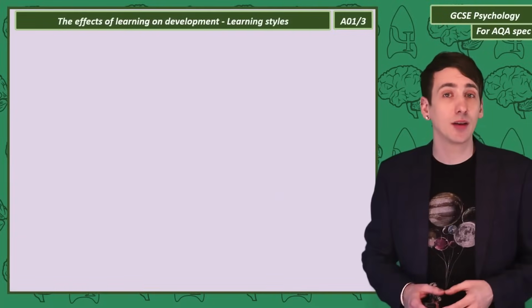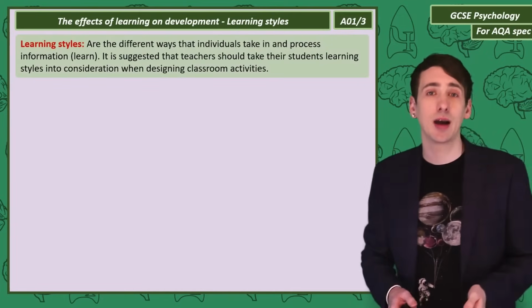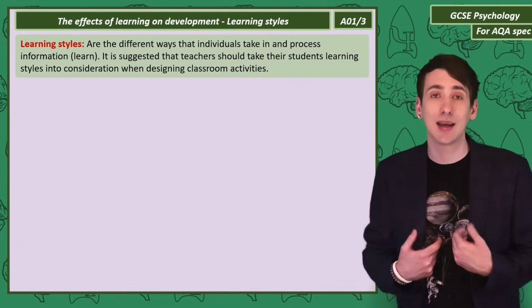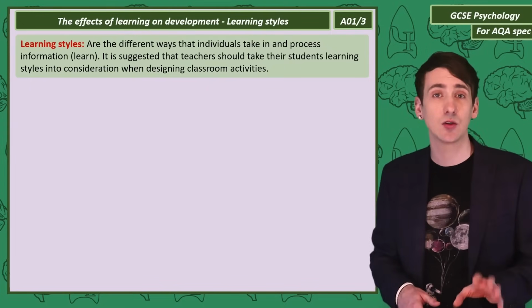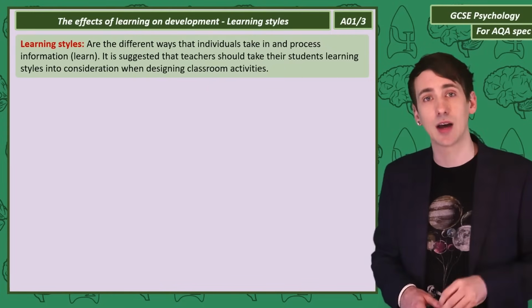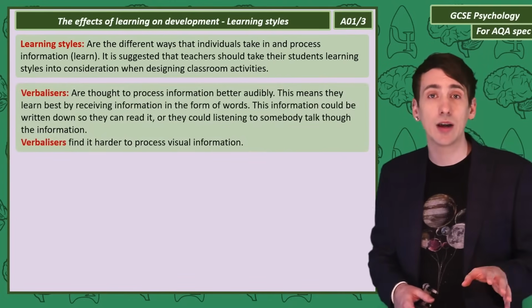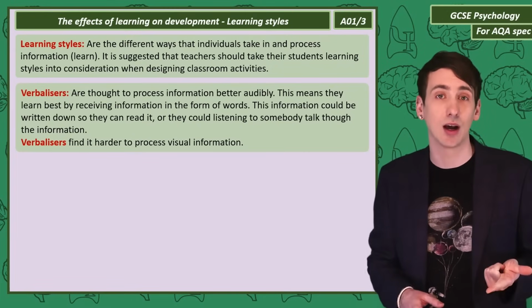Now, before Dweck's mindset theory became popular, the hot idea in schools was learning styles. Now, the idea behind learning styles was people are individuals, and they vary in the way they take in and process information. So it was suggested that teachers should try and match each student's learning style with an appropriate classroom activity. There are a few variations of learning styles, but the one we'll talk about had verbalizers and visualizers.